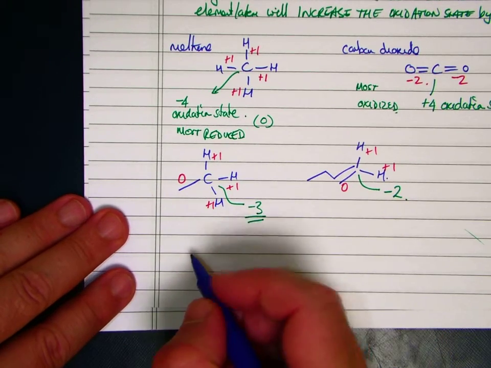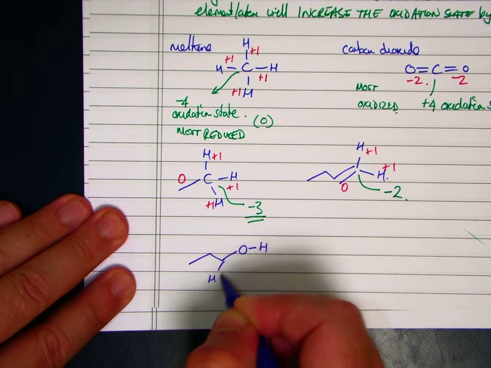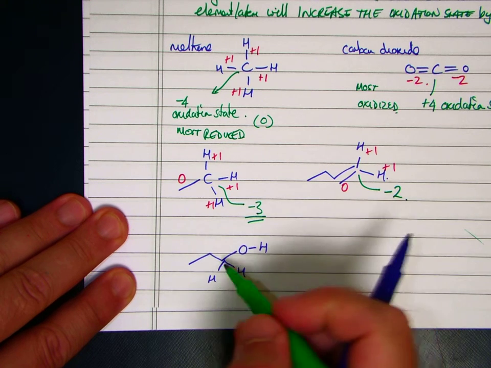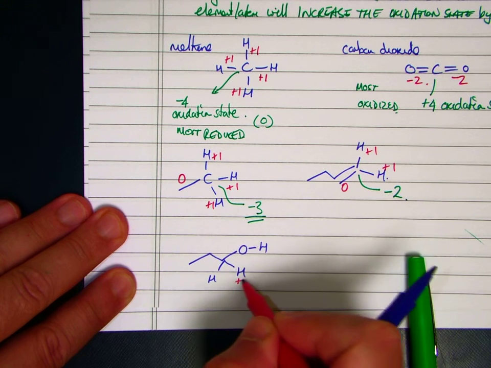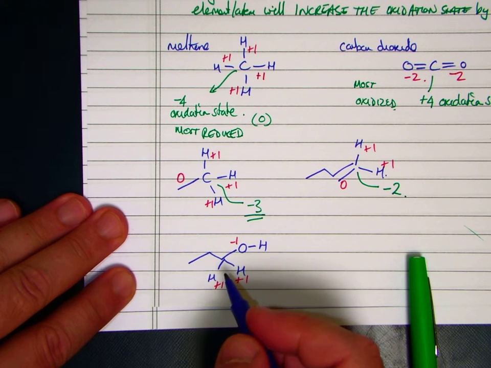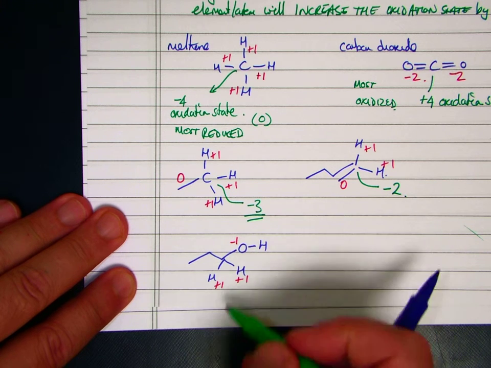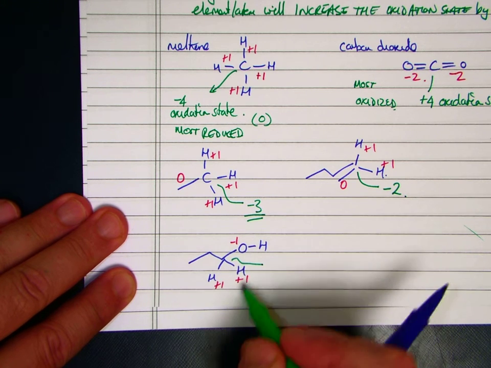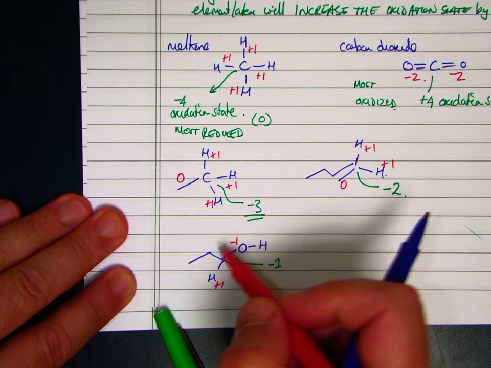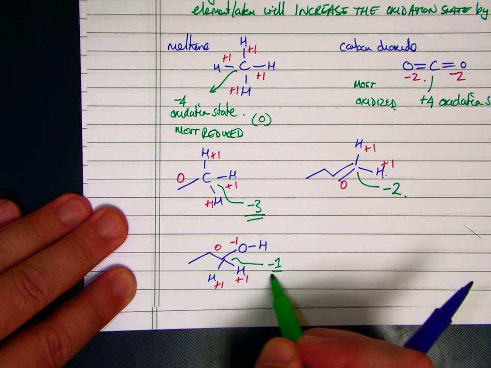Looking a little further down, we're going to look at an alcohol. We'll make this a primary alcohol. I'll put the 2 hydrogens in. So we can see that we have, make sure we've got +1, +1, and -1. So over here, this must be -1, because obviously over here we have 0. So that's a -1 oxidation state.